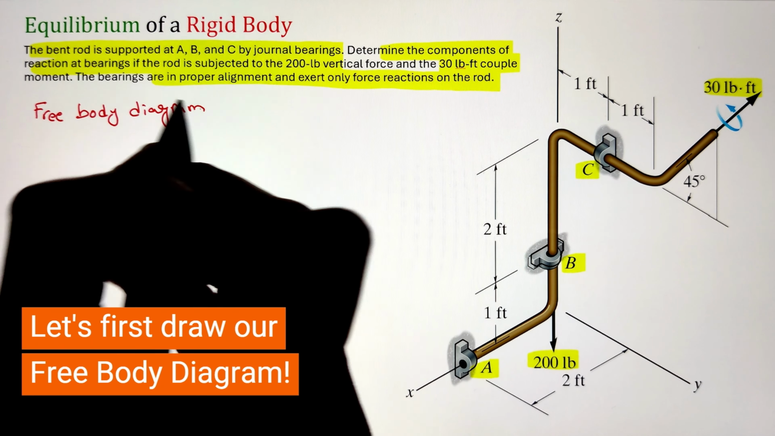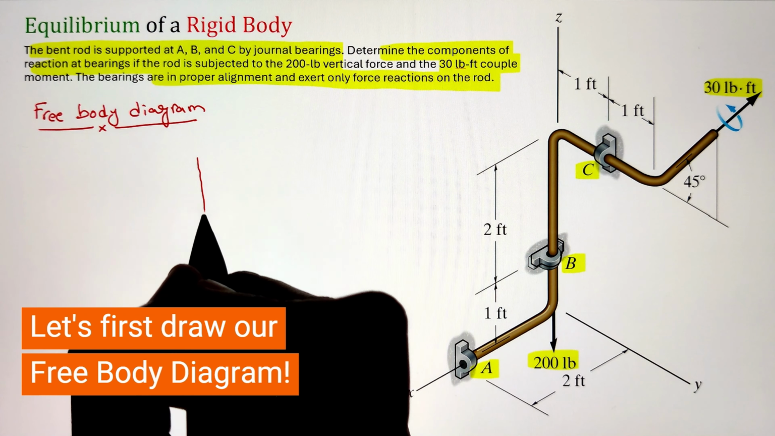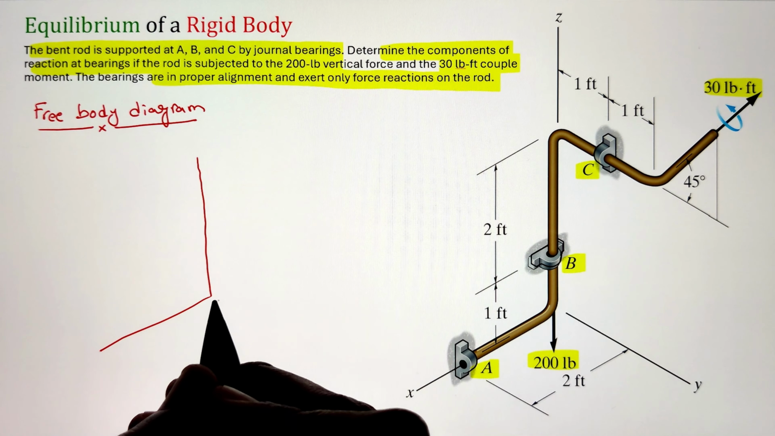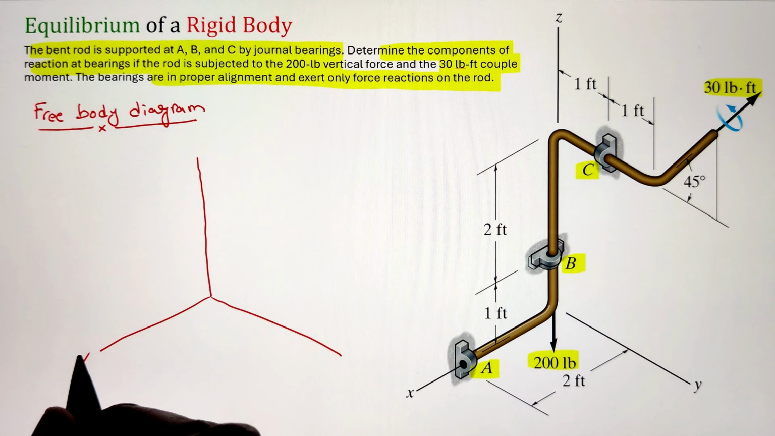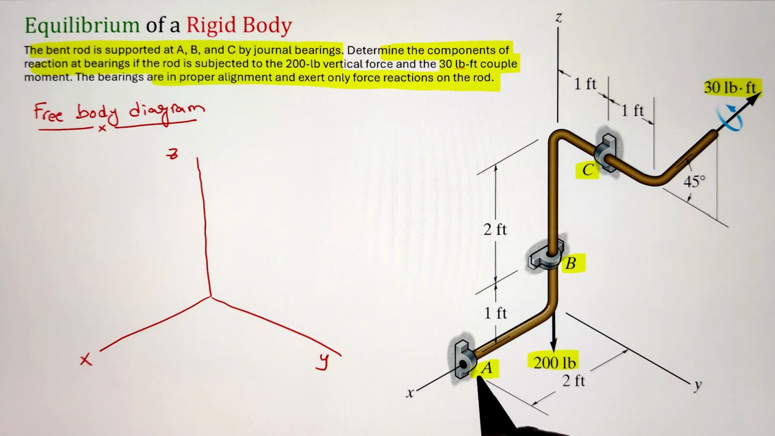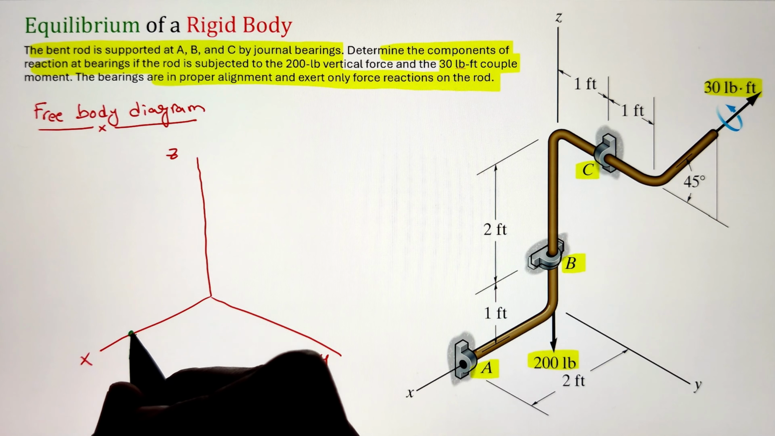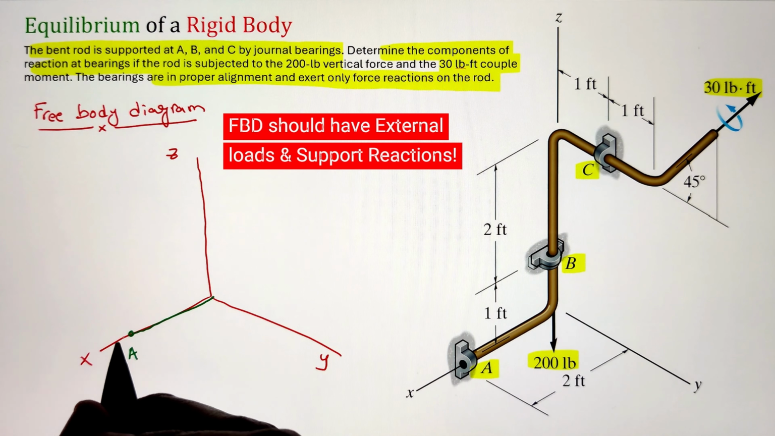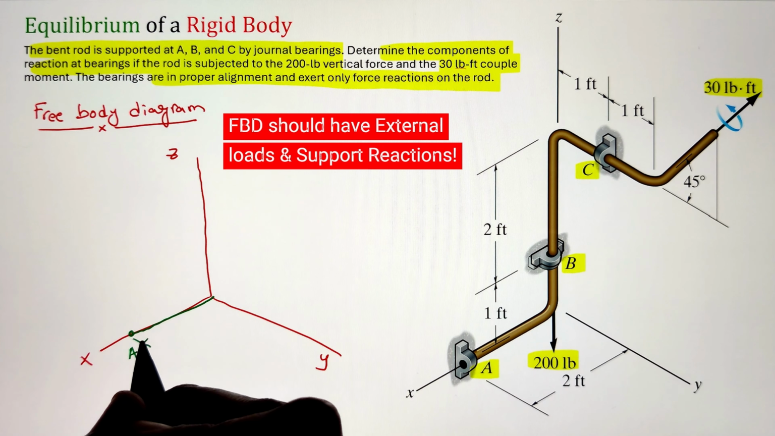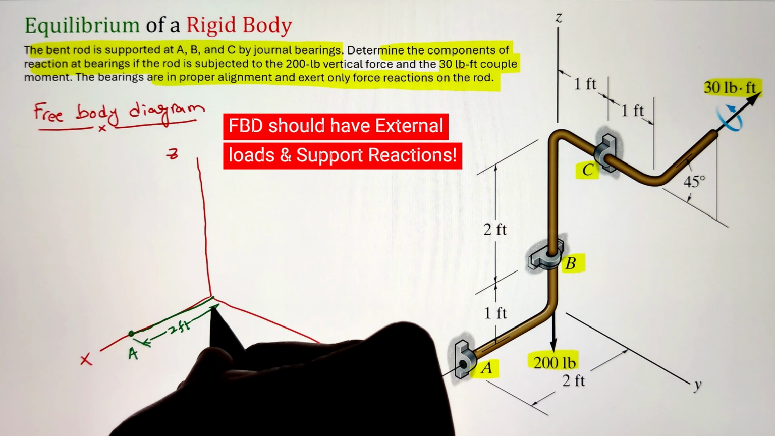Now, to develop our free body diagram, the first thing we have to do is identify our reference, in this case the origin, given as our x, y, and z axis, and then create the sketch of the pipe with all the external loads, couple moment, and support reactions acting on it, along with the dimensions, so that once we are creating our moment equation, we can identify the moment created by each one of the forces.